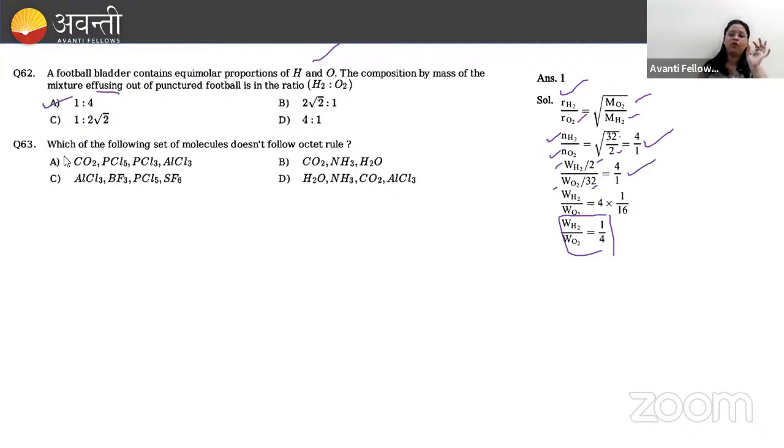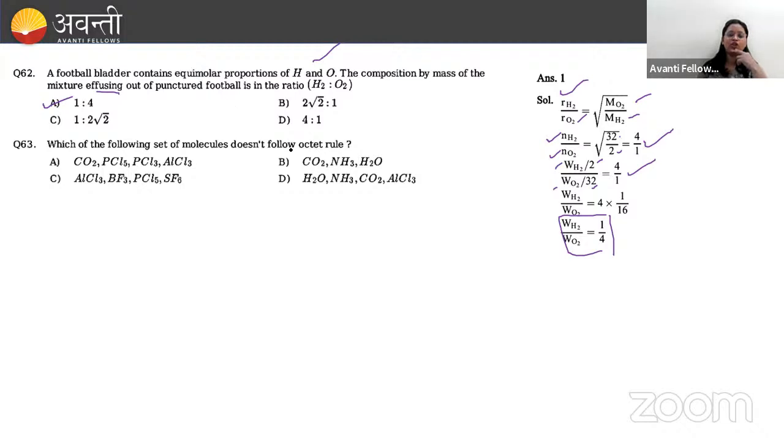Yes, very easy problem. Are you able to solve this question? Have you solved this question today in the exam? Very easy problem. We just need to use Graham's law of diffusion, right? Which we have learned only recently. Okay. Yeah. So let's move on to the next problem.